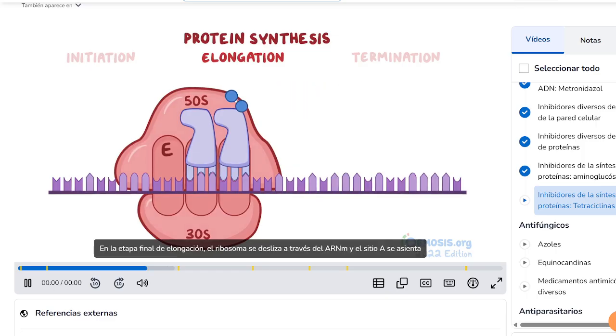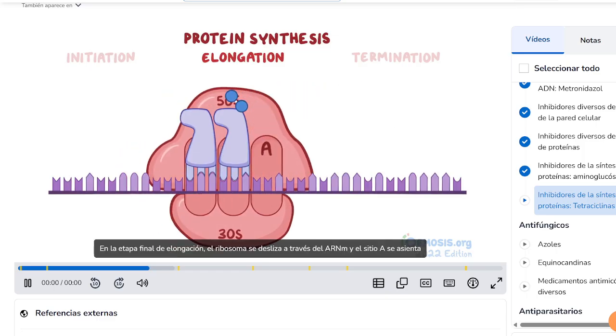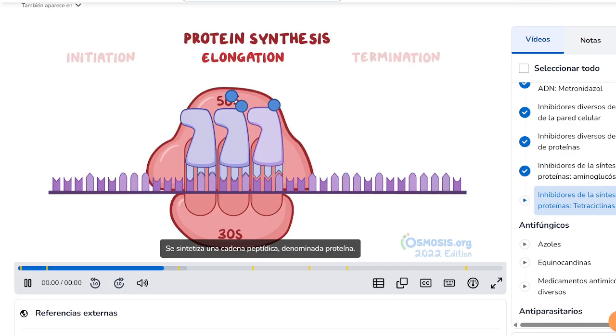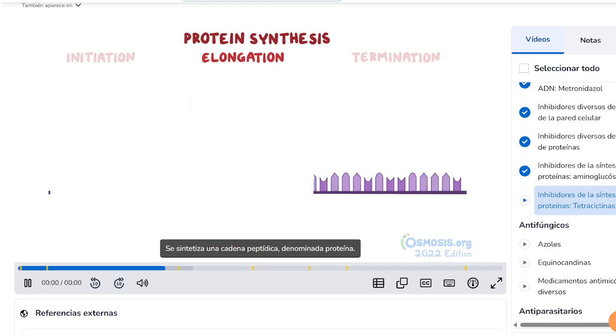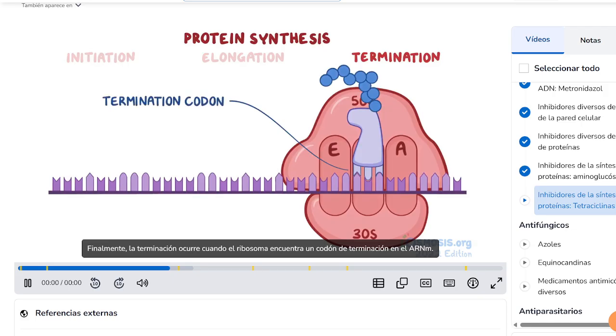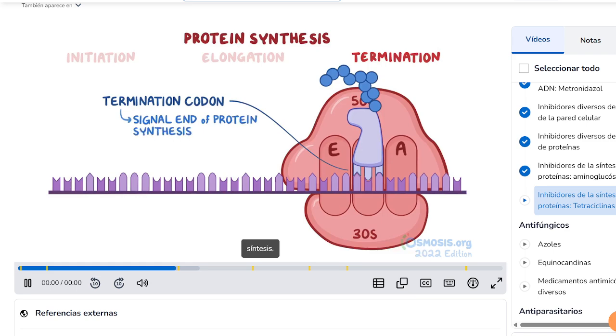In the final stage of elongation, the ribosome slides across the mRNA, and the A site sits above a new codon. The tRNA that was in the A site slides over to the P site, and the tRNA in the P site slides over to the E site. Now a new tRNA with a matching anticodon binds, and the process repeats until a long peptide chain, called a protein, is synthesized. Finally, termination happens when the ribosome comes across a termination codon on the mRNA. There are no tRNA anticodons that can bind to these, so they signal the end of protein synthesis.